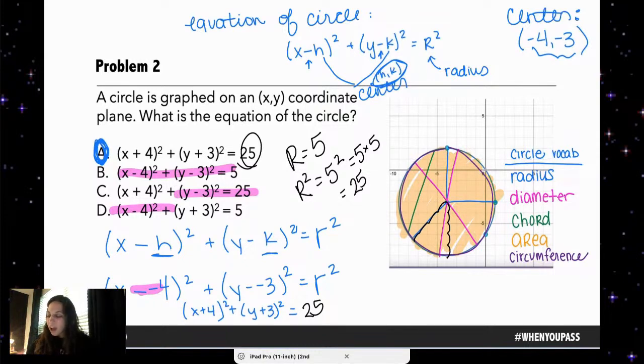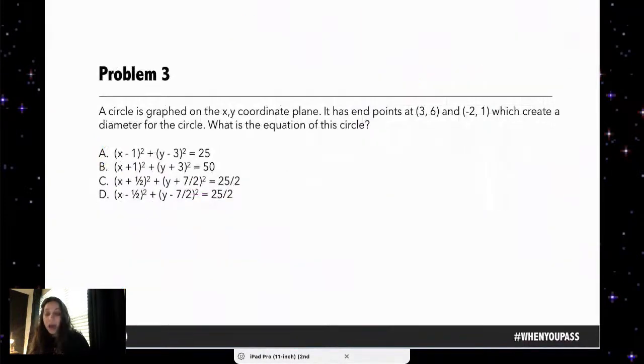Trust me. All right. Next problem. Another circle problem. Okay. So a circle is graphed on the XY coordinate plane. It has endpoints at 3, 6 and -2, 1, which create a diameter for the circle. What is the equation of this circle?